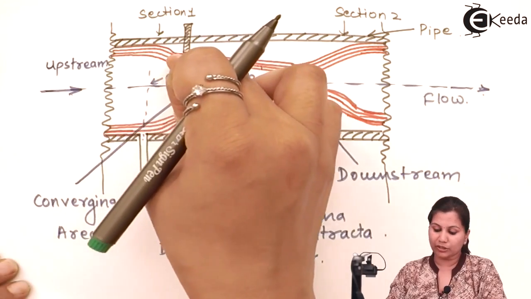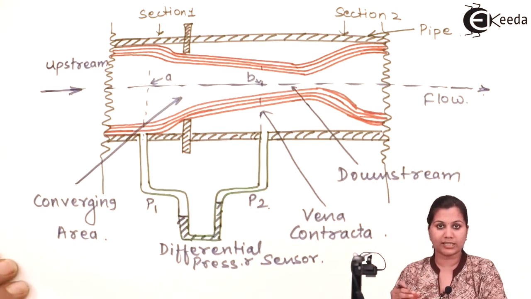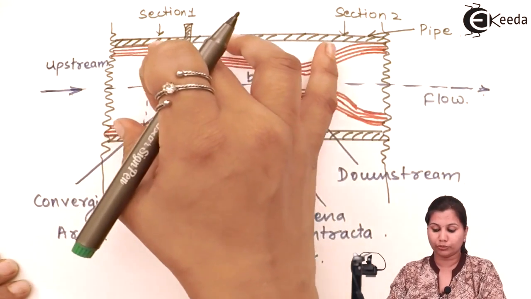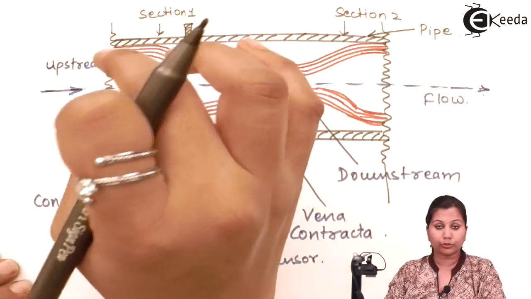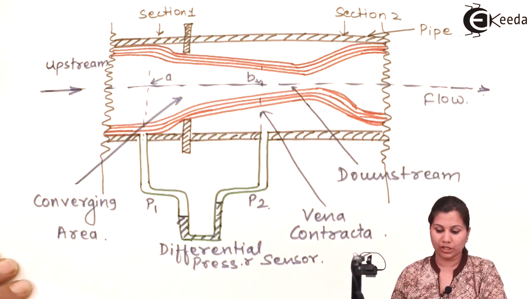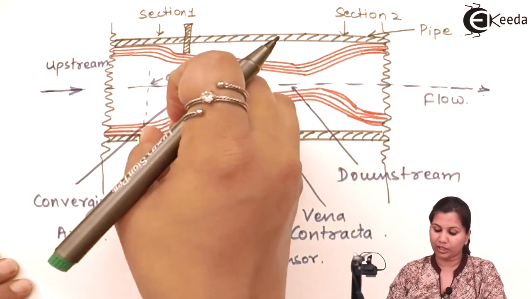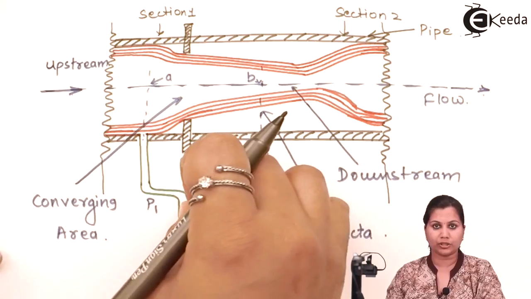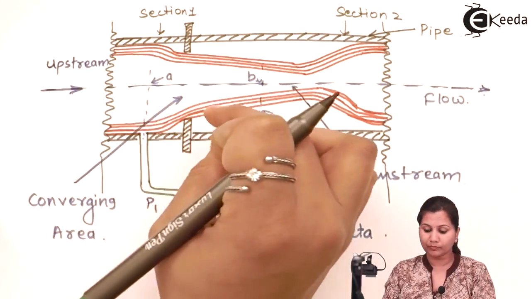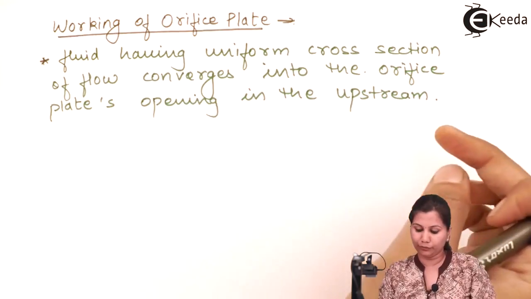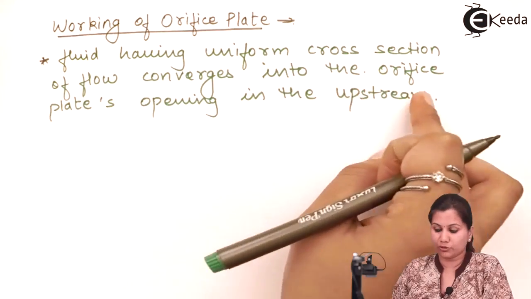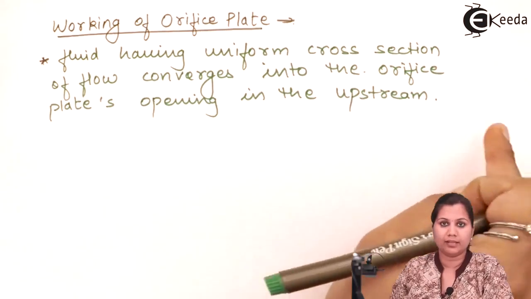As soon as it enters the converging part, its velocity starts changing. Okay, and due to the change in the velocity of fluid flow, the pressure is also changing. So at this position we are first going to measure the pressure P1. This was in the upstream of the orifice plate. So the fluid having a uniform cross section of flow converges into the orifice plate opening in the upstream.